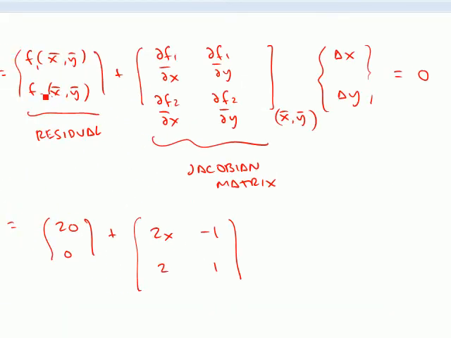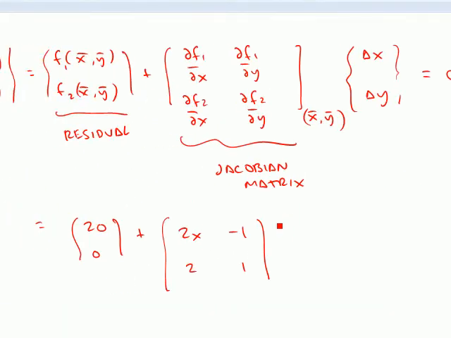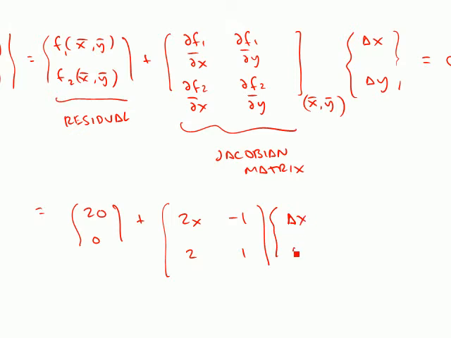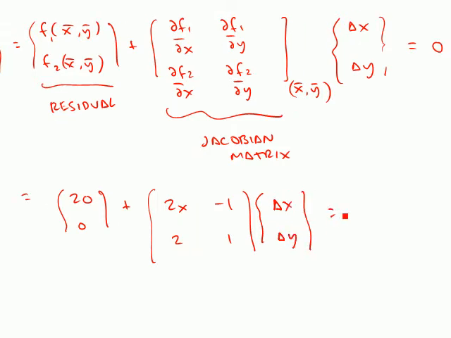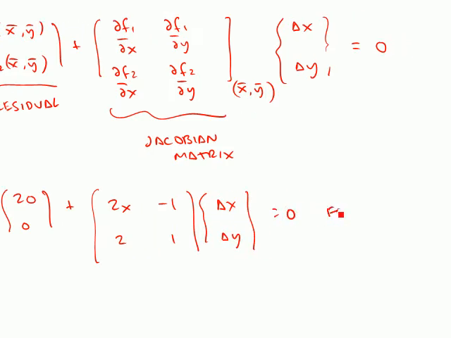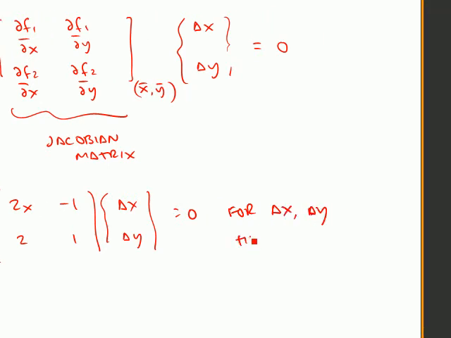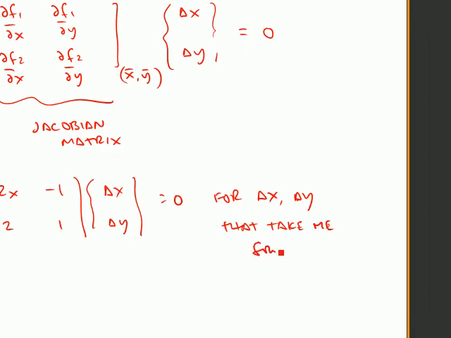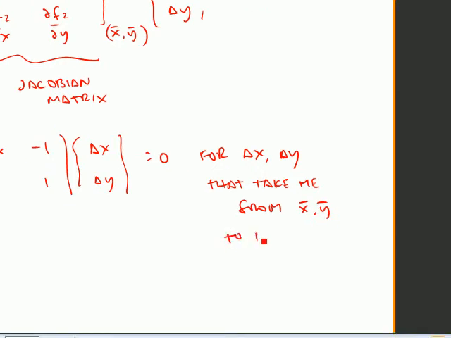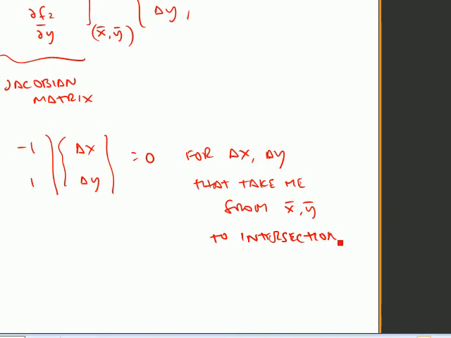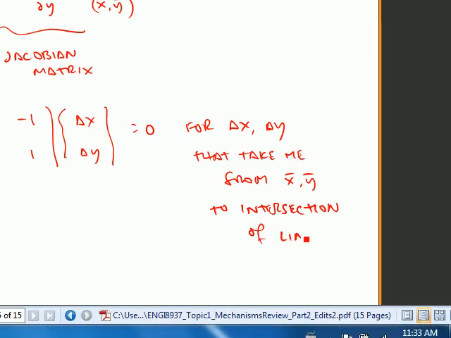Okay, so that's the residual vector plus the Jacobian matrix multiplied by delta x and delta y is equal to 0 for delta x and delta y. That will take me from x bar, y bar to the intersection of the lines.